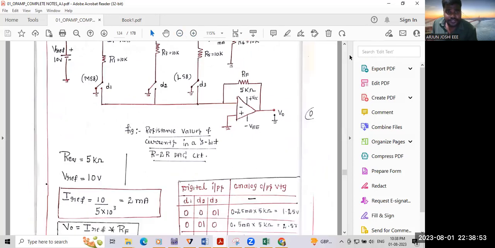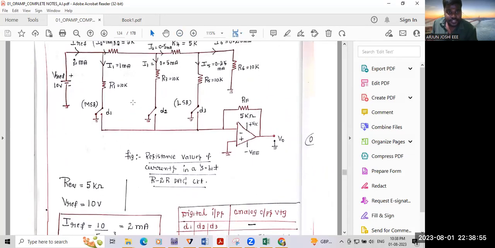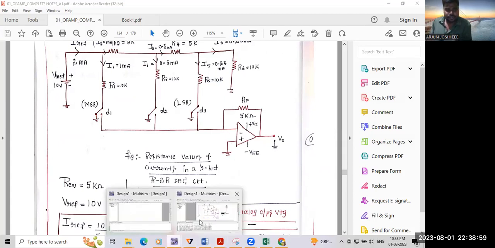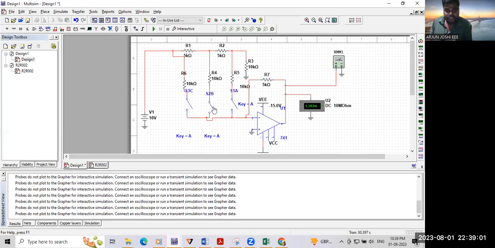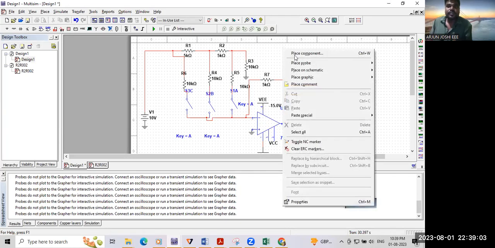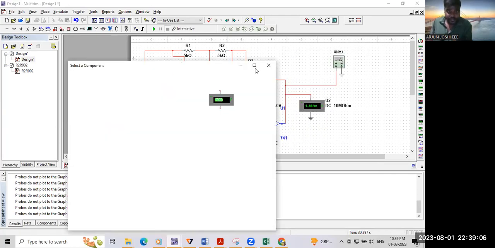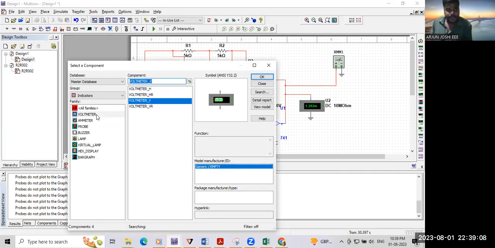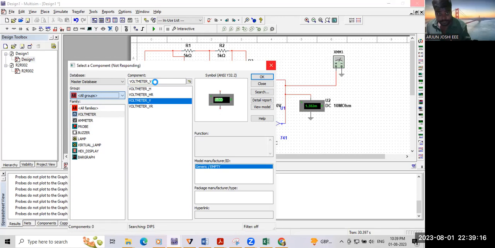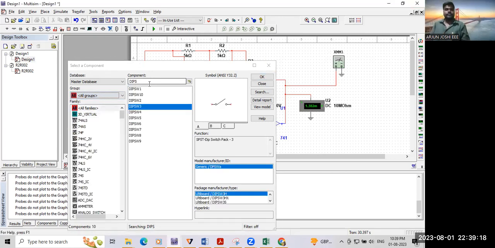As per the circuit diagram, you are going to connect the circuit in the MULTISIM platform. But here the extra component is the switch. How to select the switch? Go to place component, then all groups. Here you need to search DIPS. You can select any one.